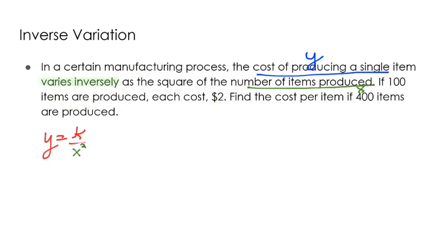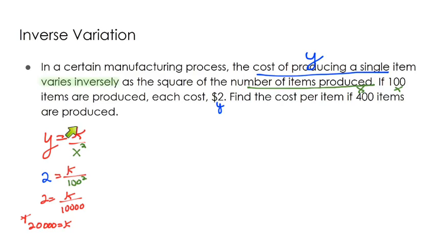Well, that 100 items being produced is like an x value. The items produced is x, and the cost is y. So I know that 2 equals k over 100 squared, and we can solve this really quickly. 100 squared is 10,000. If I multiply each side of this equation by 10,000 in order to solve for k, we get that 20,000 equals k. That's our first substep. We found our constant of variation.